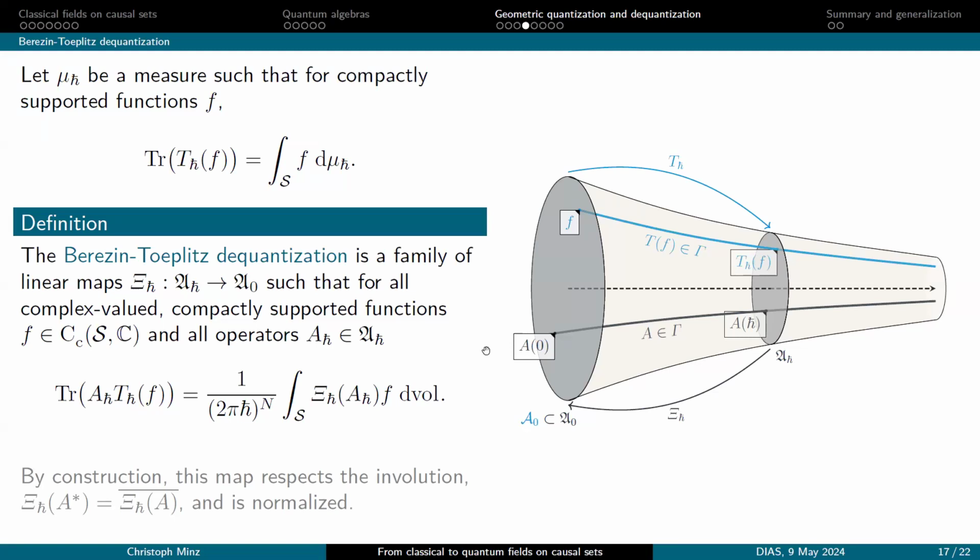And the picture is essentially like this. We have this blue map up there, which is mapping from this first disk on the left, which is representing the classical algebra, to your quantum algebra, and then the dual map maps you back to the classical algebra.